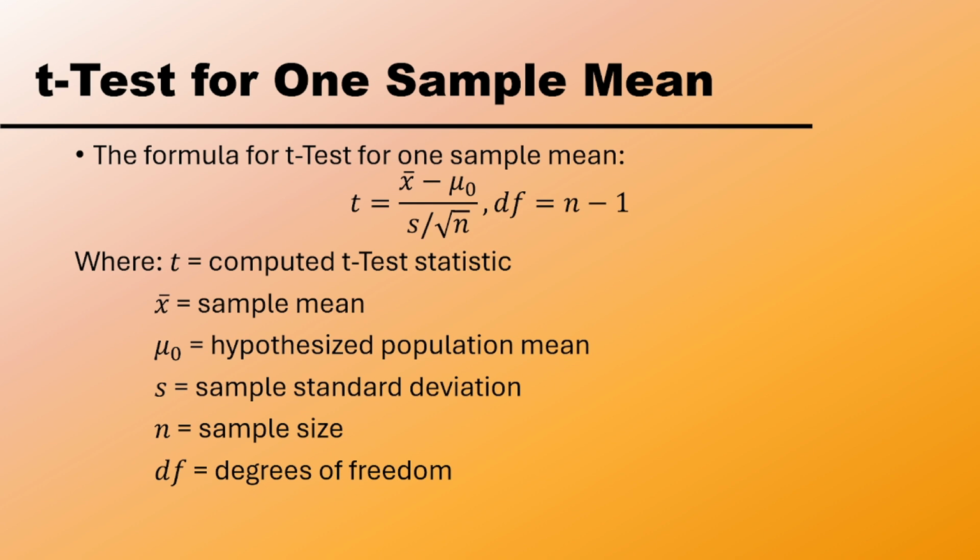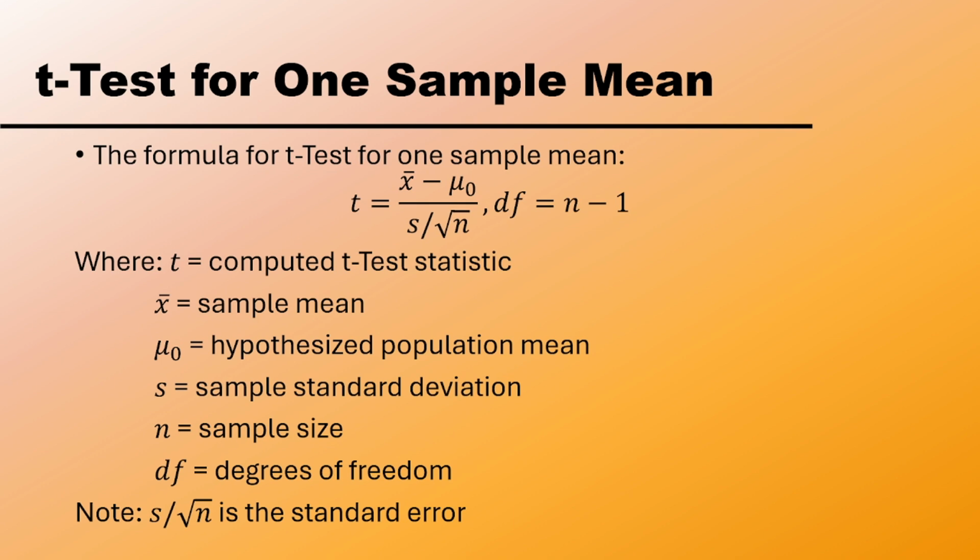So again, itong df ay degrees of freedom at gagamitin natin ito when getting the critical t value from the t table. By the way, itong denominator na s divided by square root of n, that is also referred to as the standard error.